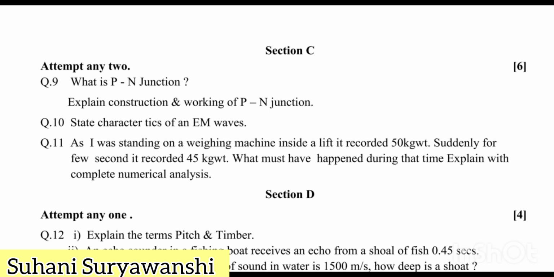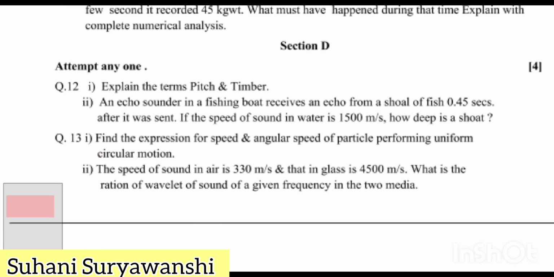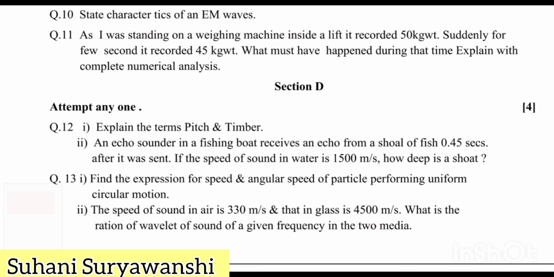Question number 11, as I was standing on a weighing machine inside a lift, it recorded 50 kg weight. Suddenly for a few seconds it recorded 40 kg. So what must have happened during that time? Explain with complete numerical analysis. So very nice question actually. Please solve this question. You have to solve it numerically also. It is application based. It will force you to think about the concept and everything.